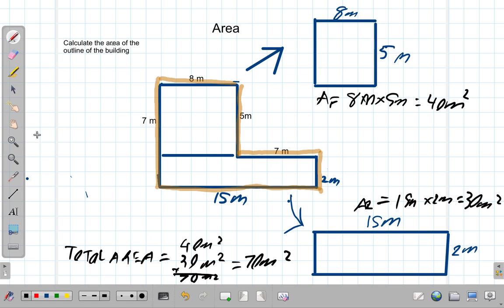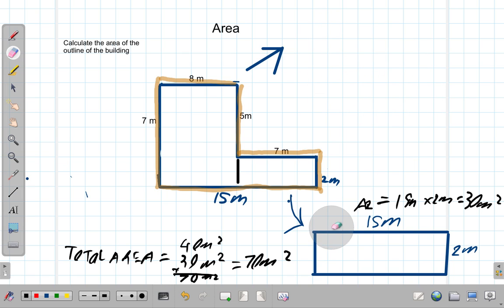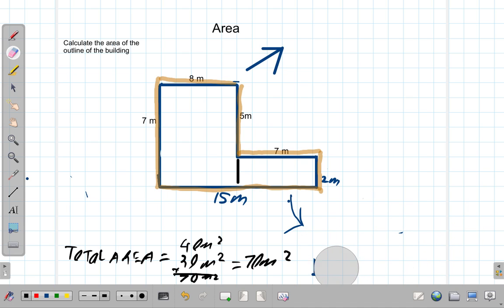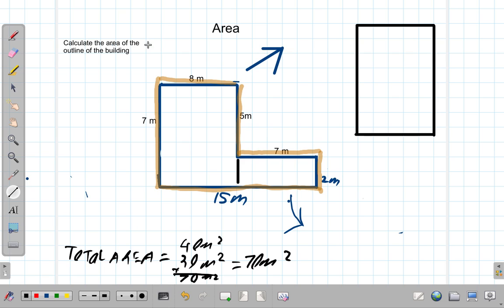Now, suppose instead of cutting it this way, I choose to cut it this way. What would be the situation? Let me erase these 2 rectangles. Erase this and erase this. We won't erase the 70. We're going to see if we get back the 70. So in this case, we have one big rectangle here. And what we have here is 8 meters wide, see it up here, by 7 meters long.